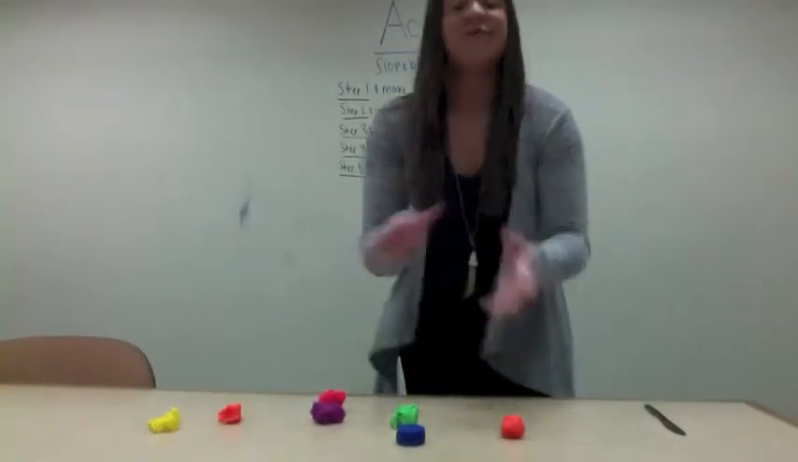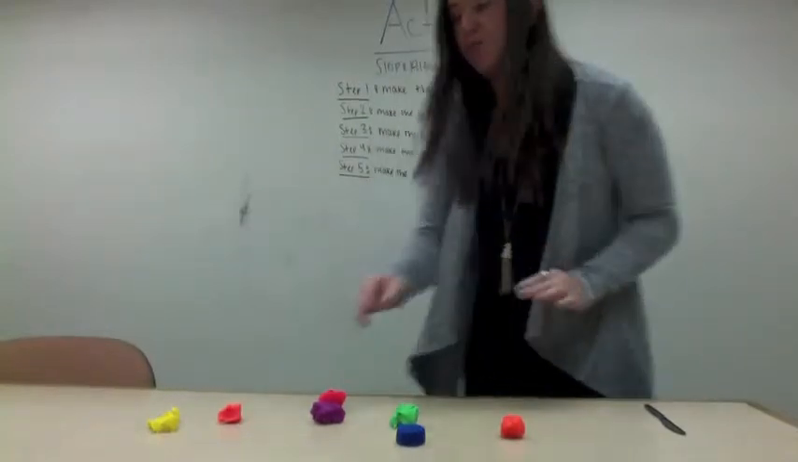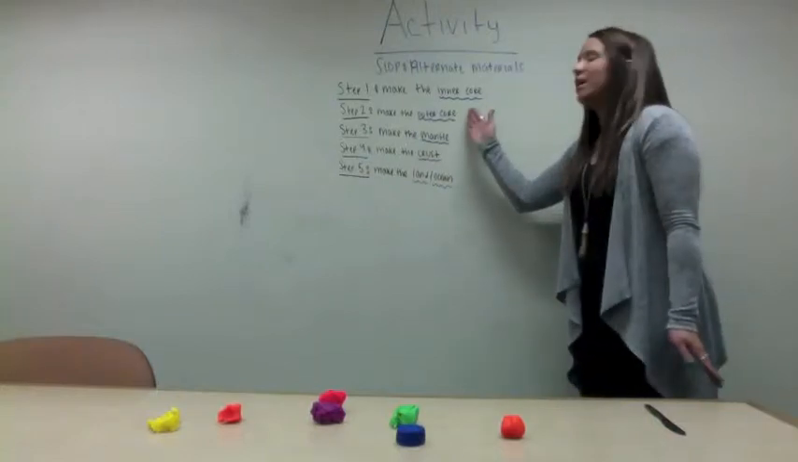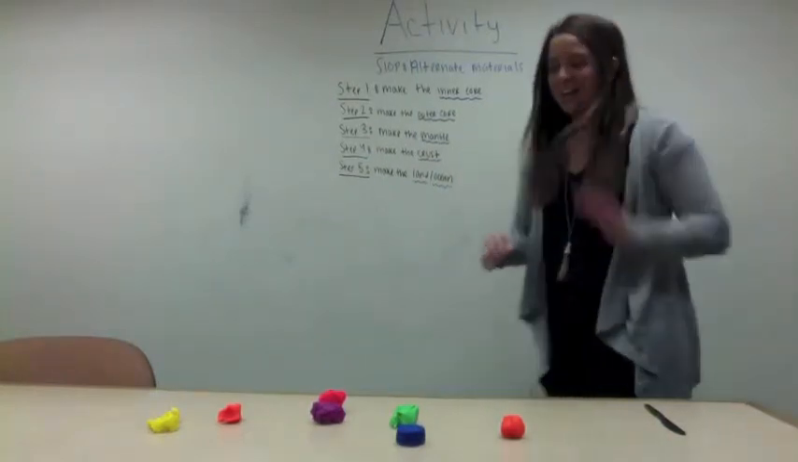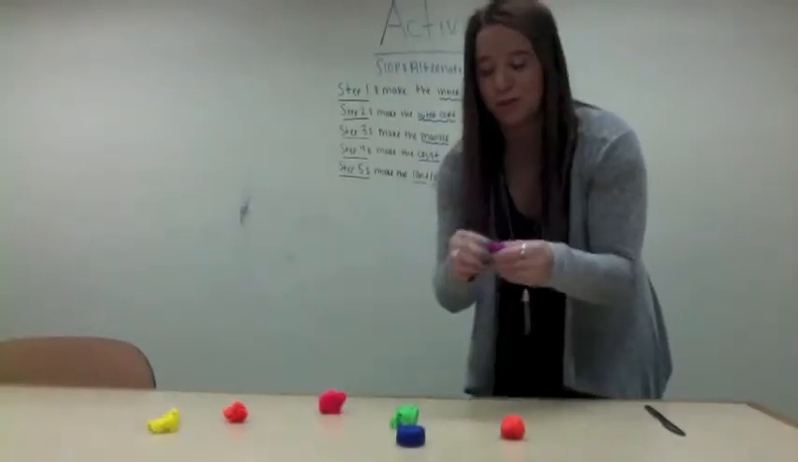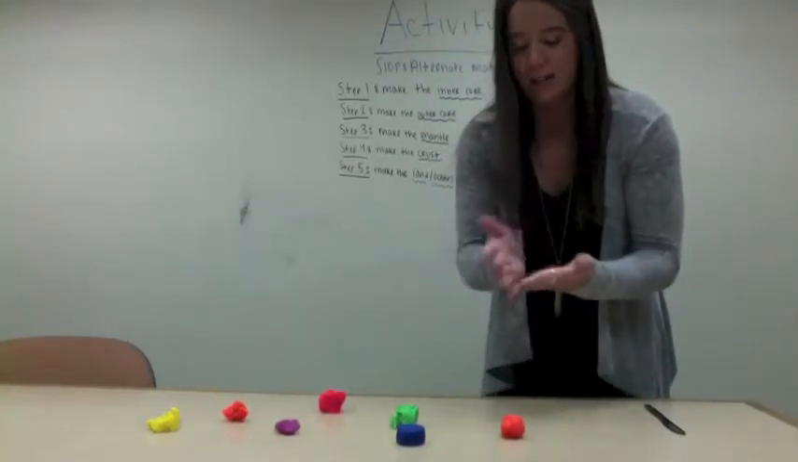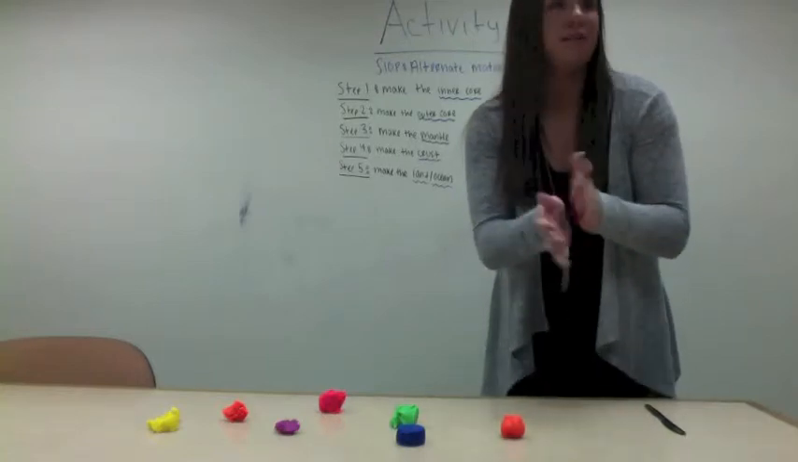Cool. Is everyone doing well? Yes. All right. So next, what layer must we make after we made the inner core and the outer core? The mantle. Good job, guys. So for the mantle, we are going to be using purple. So now we're going to need to make it flat like a pancake as well.